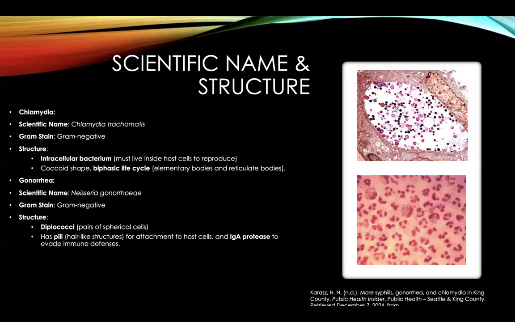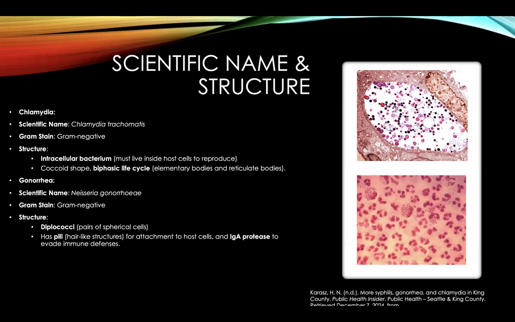We're going to start with the scientific name and structure. Starting with chlamydia, the scientific name is Chlamydia trachomatis. It is a gram-negative bacterium. Structurally, it is an intracellular bacterium, which means that it must live inside the host cells to reproduce. It has a coccoid shape, a biphasic life cycle, and elementary bodies and reticulate bodies.